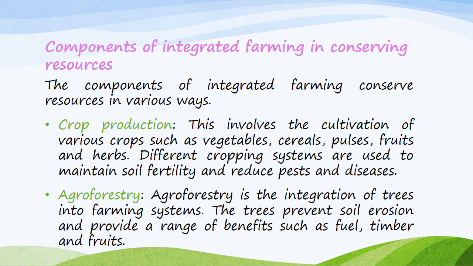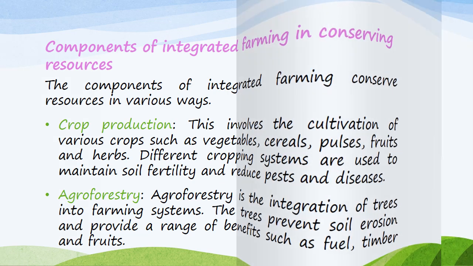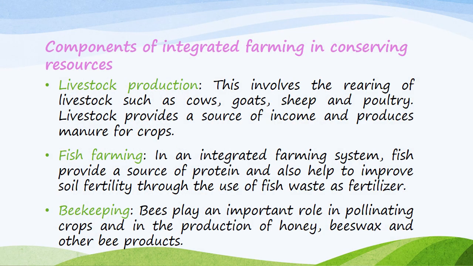Agroforestry. Agroforestry is the integration of trees into farming systems. The trees prevent soil erosion and provide a range of benefits such as fuel, timber, and fruits. Livestock production. This involves the rearing of livestock such as cows, goats, sheep, and poultry. Livestock provides a source of income and produces manure for crops.